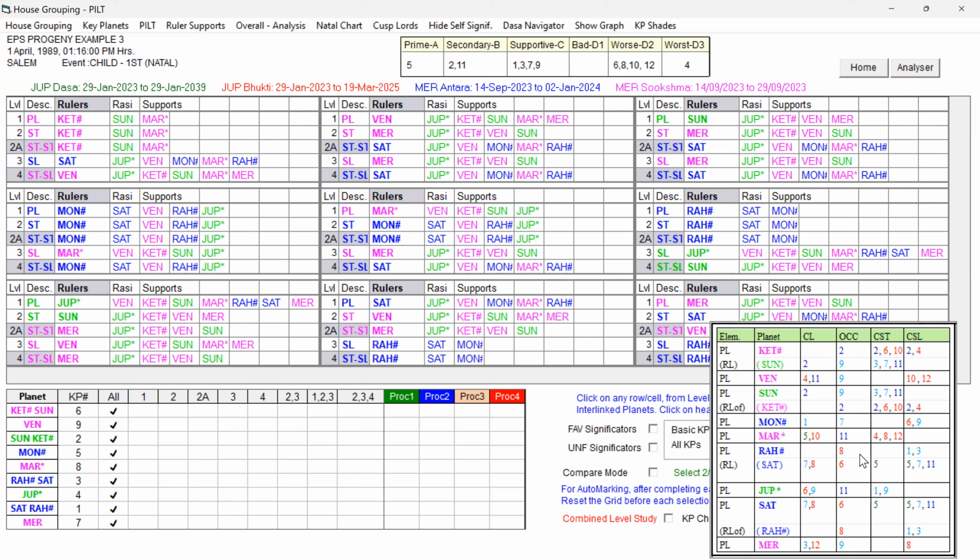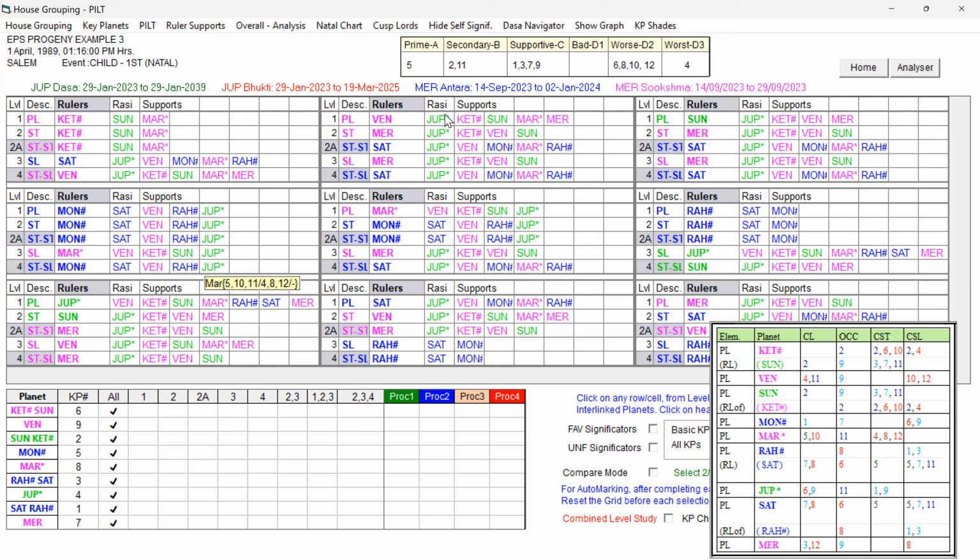Rahu also, you can see, is 8th occupant and 1 and 3 cuspal sublord. Saturn, Rahu and Moon have good grouping on the favorable side with some weakness. Because of that, they have got the blue color. So now we have to check the fifth lord Mars and fifth sublord Saturn.